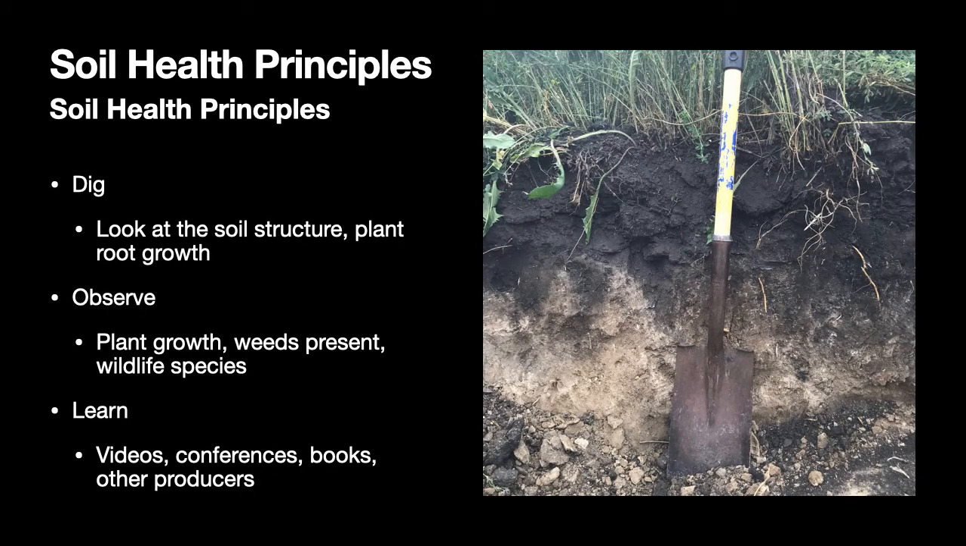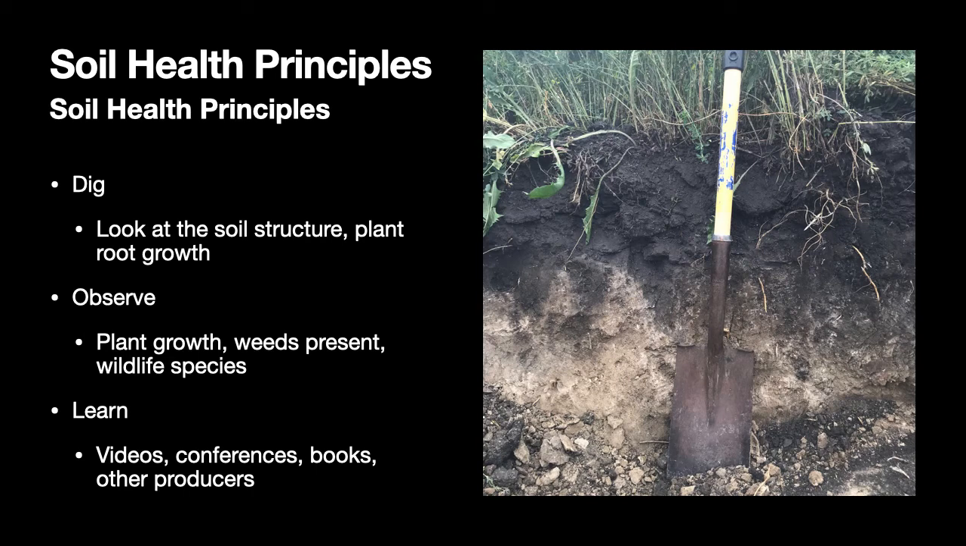So these soil health principles, the things we need to do on the farm: number one, get out there and dig. Find out what's underneath your foot. What are you farming? Are you farming 5 centimeters of topsoil, or are you farming 50 centimeters of topsoil? What does your soil structure look like? What are your plant roots doing? Are your plant roots going down 5 centimeters, hitting a hardpan, and then going sideways? How do we fix it? What do we have to do?